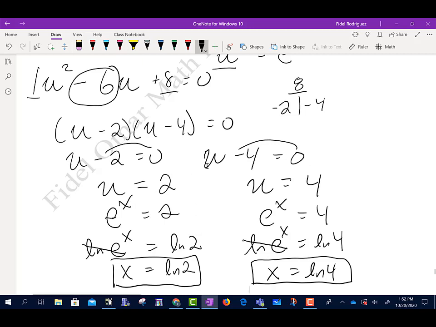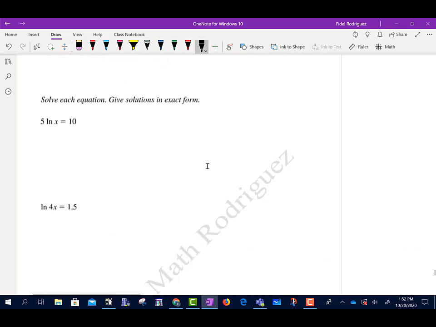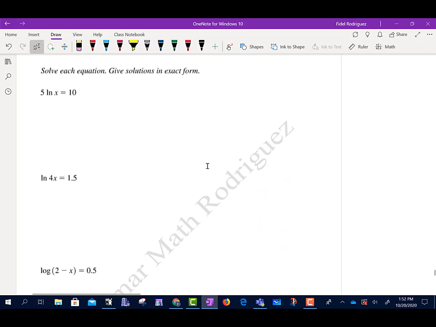Alrighty, let me scooch down. Okay, so now those were exponential equations. These here are logarithmic equations, okay? So we're going to solve for each of these logarithmic equations, all right? The objective is we're trying to solve for x, right? We're trying to get the variable part by itself.